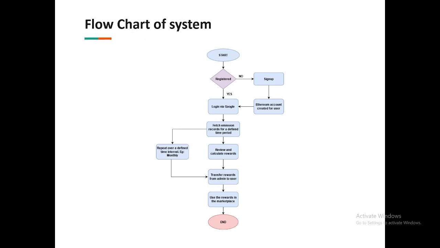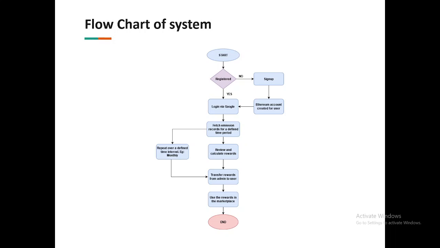So this is the flowchart of our system. If the user is registered, he can log in via Google. Else he can sign up using Google, and we will create an Ethereum account for him or her. Since it's a blockchain based system, he needs an Ethereum account for getting his incentive and spending it.